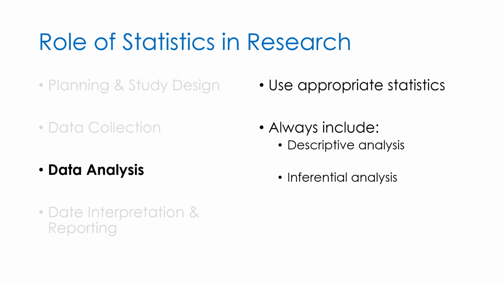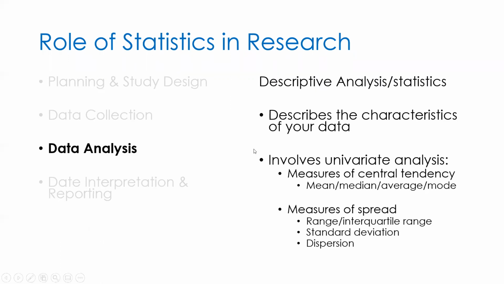And once the data is being analyzed, there are mainly two types of statistics or analysis that are important. There's what we call descriptive analysis and then inferential analysis. And I will say a little bit about each one of them. So for the descriptive statistics, all it does is describe the characteristics of your data. And mainly all that you need there are univariate analyses.